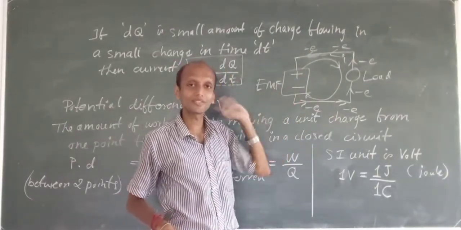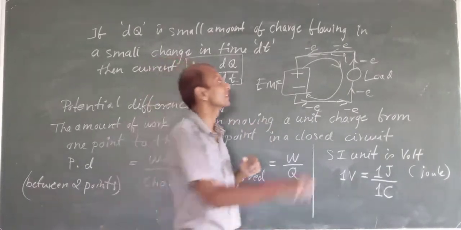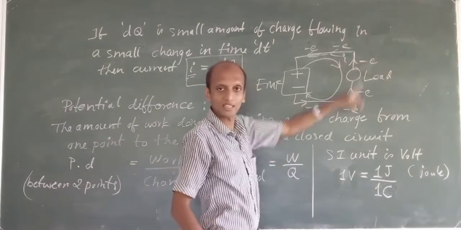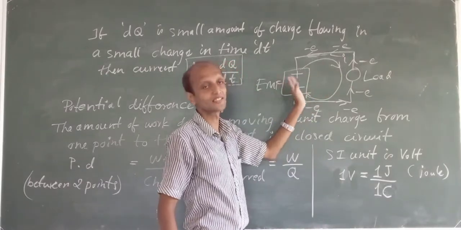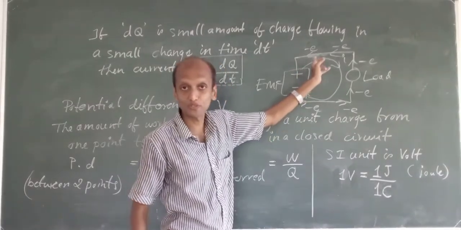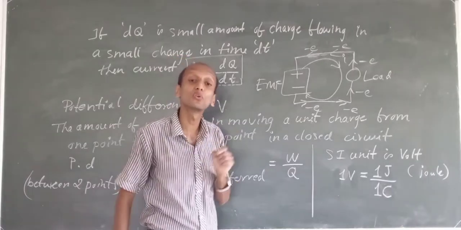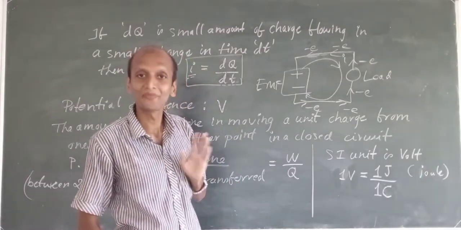This continuous flow of charges is called current. The movement of charges we call electric current. So conventional current always flows from the positive of the battery towards the negative of the battery, and current always flows in a closed circuit or closed loop.